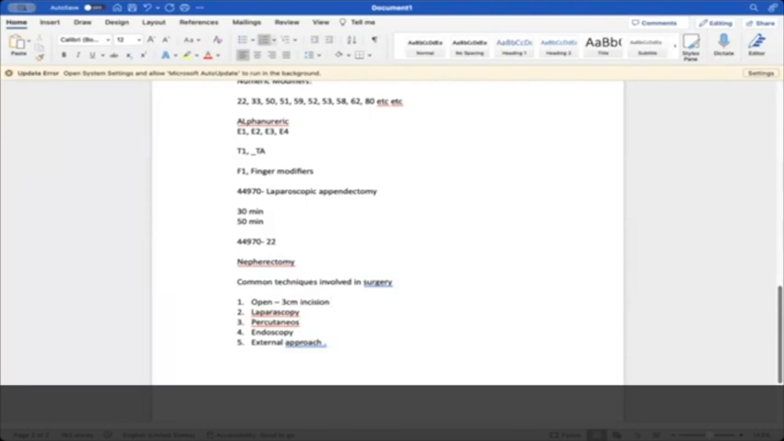This is based on the general coding guidelines. Do not apply while coding practically. I will tell you how we will confirm the particular technique is open. So this is just to remember for interview purpose. 3 centimeter incision, and in which part do they do the incision, guys?